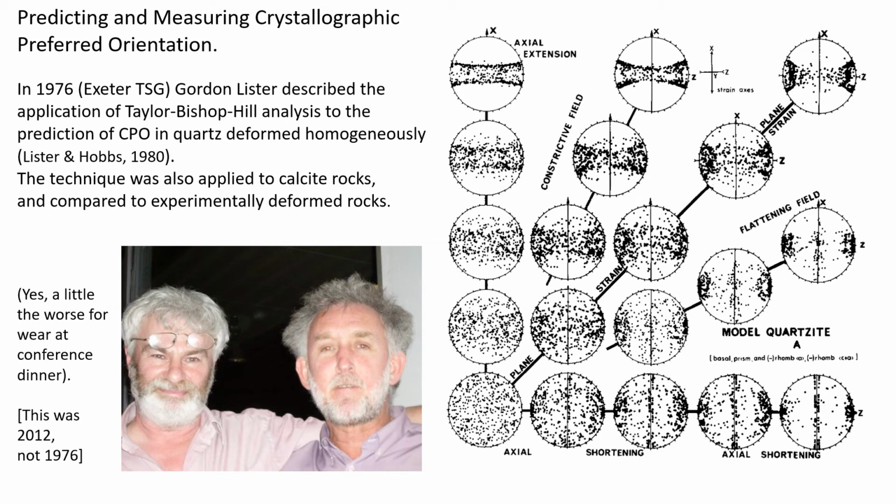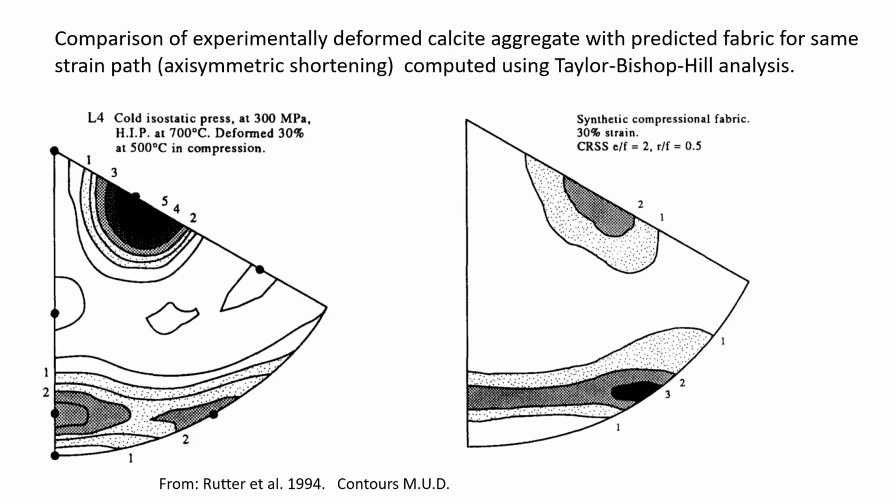As the Flynn diagram figure shows on the right, each specific strain path produces its own fabric evolution type, and this intensifies with strain magnitude. These inverse pole figures show the same approach applied to axisymmetric shortening of calcite aggregates, and how the same fabric type can be produced in experiments as is produced in the modeling studies as well.